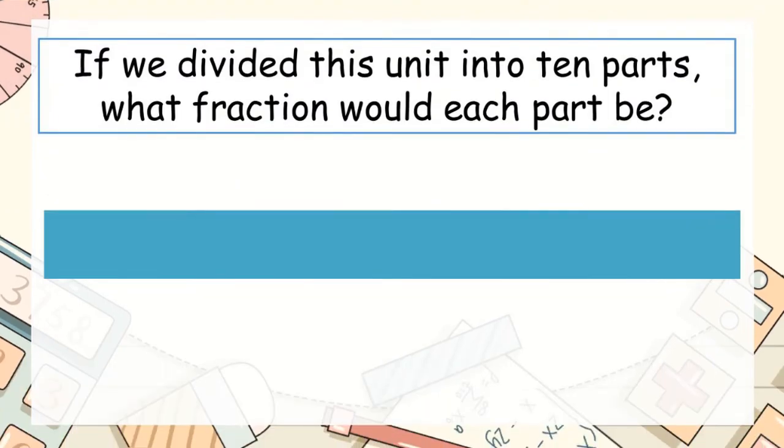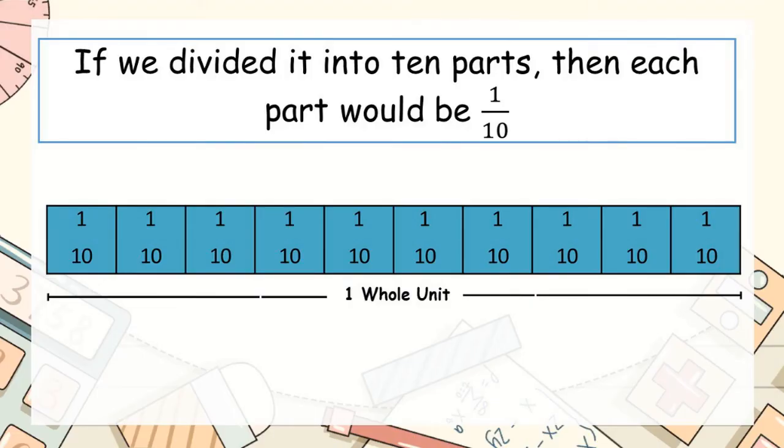Well, imagine this big long rectangle is one whole. It can be one whole anything. One whole chocolate bar, one whole unit. Doesn't really matter. If we were to divide this whole into 10 parts, what fraction would each part be? Pause the video and write down your answer. Well, if we divided it into 10 equal parts, then each part would be 1/10. This is how we write 1/10. 1 part out of 10 equal parts. Our numerator is 1 and our denominator is 10.